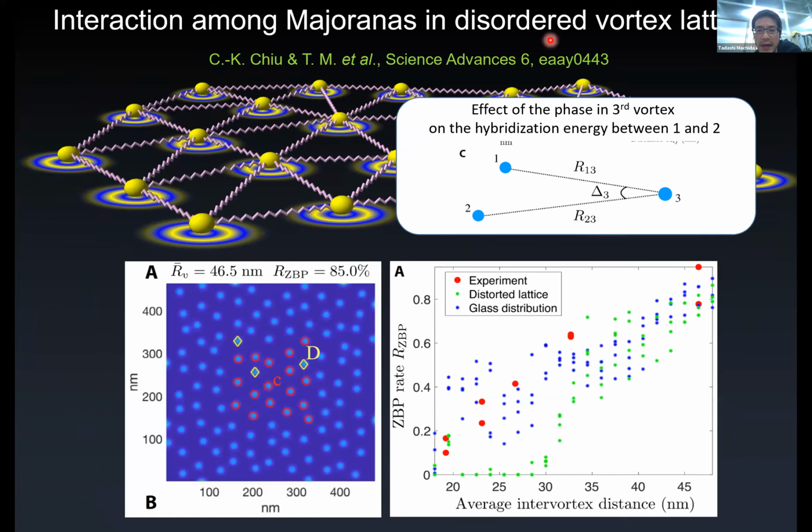Yeah. So I don't understand the theoretical framework precisely, but in my understanding, the key point is the effect of the superconducting phase in the third vortex core on the wave function hybridization between the first and second. Good. Understood.